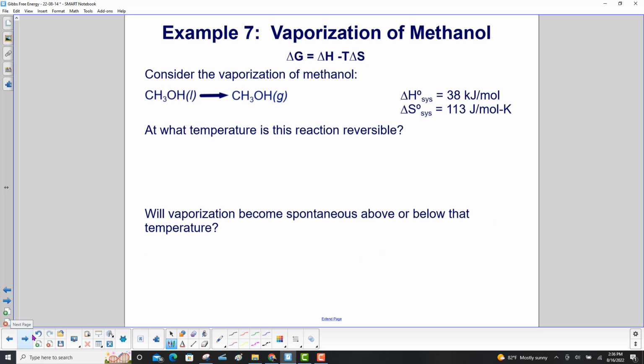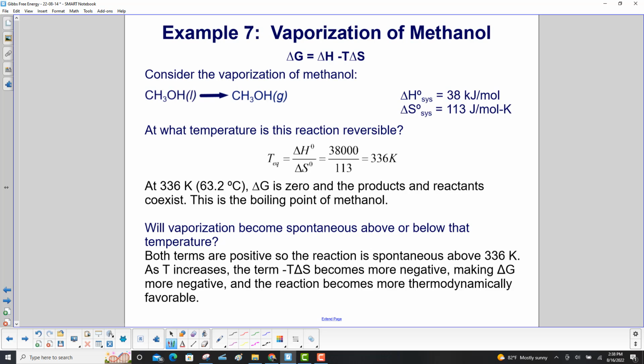We will now consider the vaporization of methanol as it goes from a liquid to a gas. Here's delta H and delta S. We want to find at what temperature is the reaction reversible, and then will vaporization become spontaneous above or below that temperature? At what temperature is the reaction reversible? We divide delta H by delta S and we get 336 K. At 336 K, delta G is 0 and the products and reactants coexist. This is the boiling point of methanol.